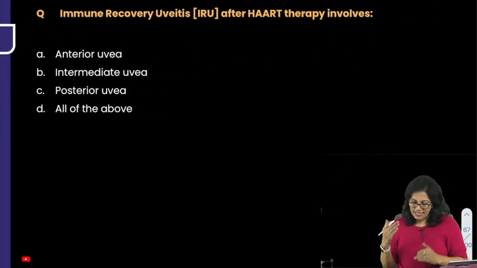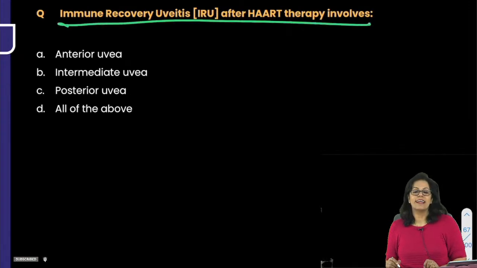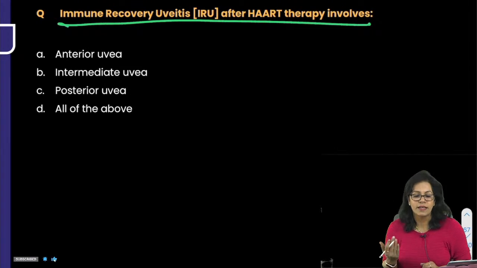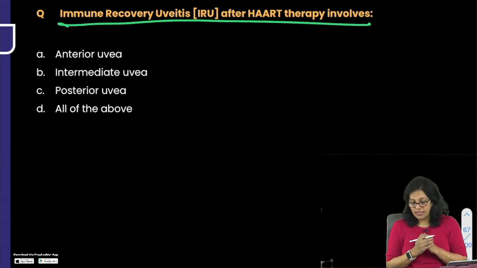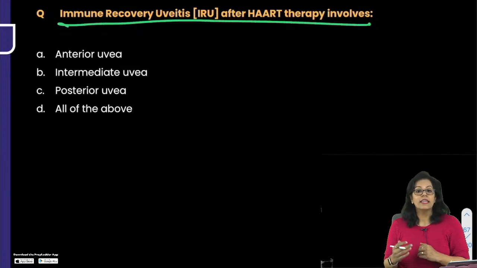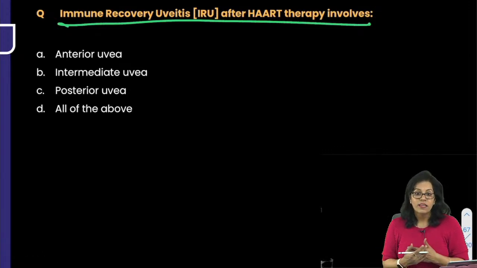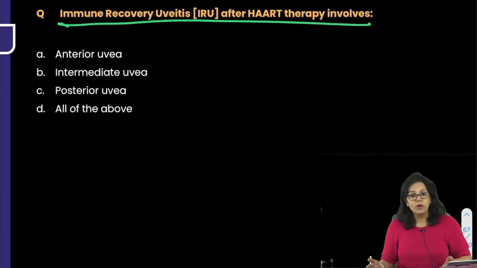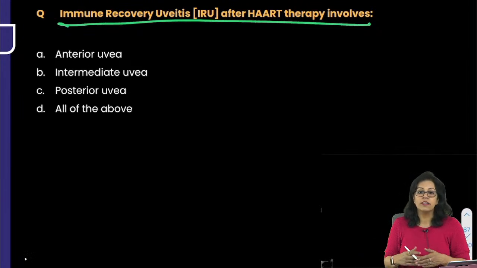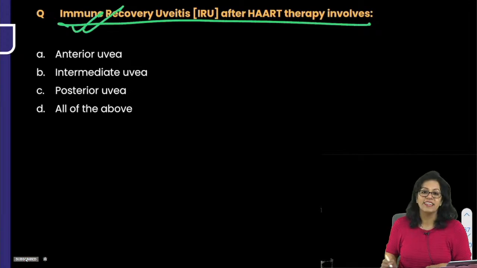We come to the next one, immune recovery uveitis, IRU, after HAART. What is HAART? Highly active antiretroviral therapy. So highly active antiretroviral therapy you are giving in a patient of HIV, right? And what is the most common complication that happens to him? Because immunity is getting better now, again there are inflammations. So actually he again starts having uveitis. This is what is called immune recovery uveitis.